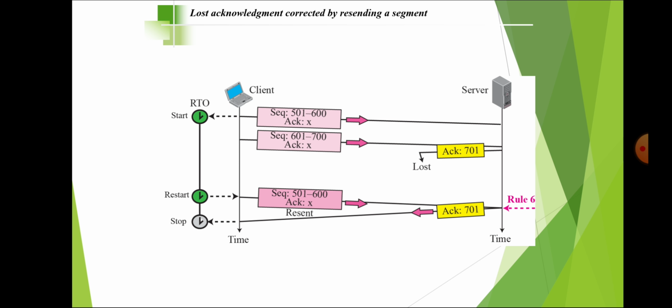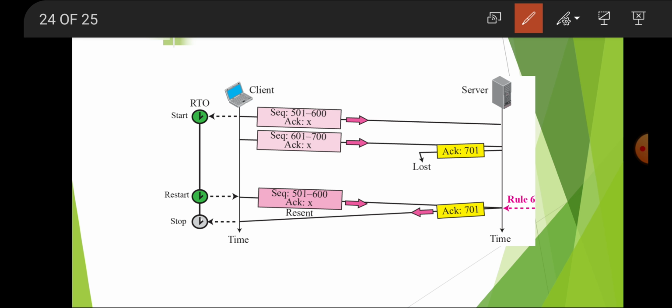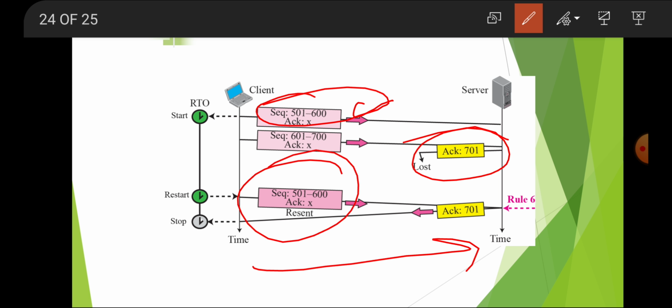The lost acknowledgement is corrected by resending a segment, which I already explained. In the continuation, the acknowledgement 701 for this data is not received. If there is sequence number 501 whose acknowledgement has not been received, the sender can resend the data. It was received at the receiver, but the acknowledgement got lost in between, so the client has to send the data again.